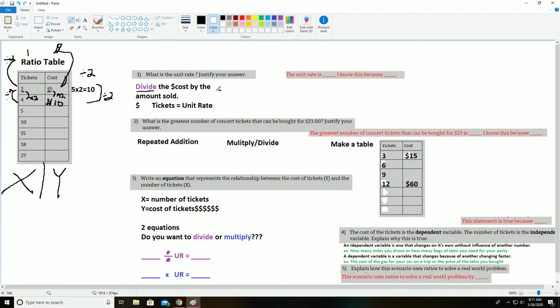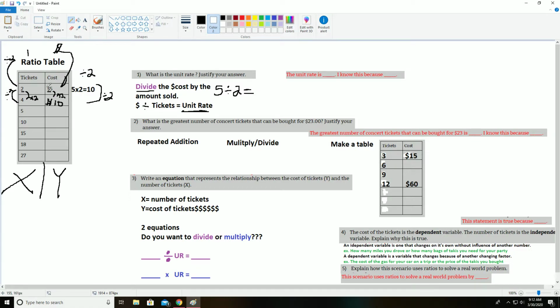If you do 5 divided by 2, that's going to give you the unit rate because you're dividing the cost by the amount sold. Okay, you're dividing the cost divided by the tickets sold, and that will equal the unit rate. That's going to tell you how much one ticket costs. So this is really what you're doing, okay?